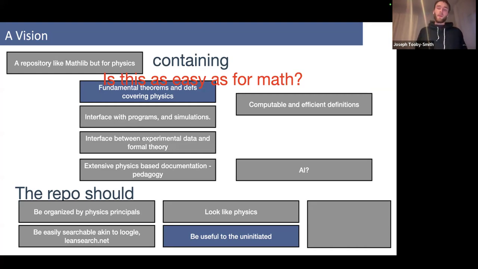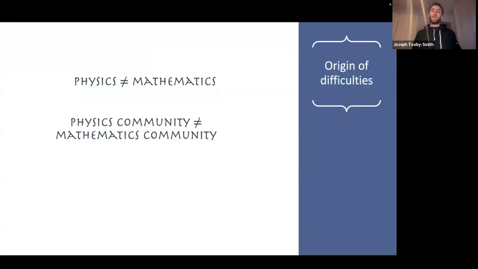I'm going to argue that there are unique challenges to formalizing physics that don't come in when you formalize mathematics. These challenges are basically down to the fact that physics is not maths, and probably more importantly, the physics community is not the maths community. So if you're trying to formalize something for the physics community, you really have to think about what the physics community wants, compared to thinking like a mathematician.